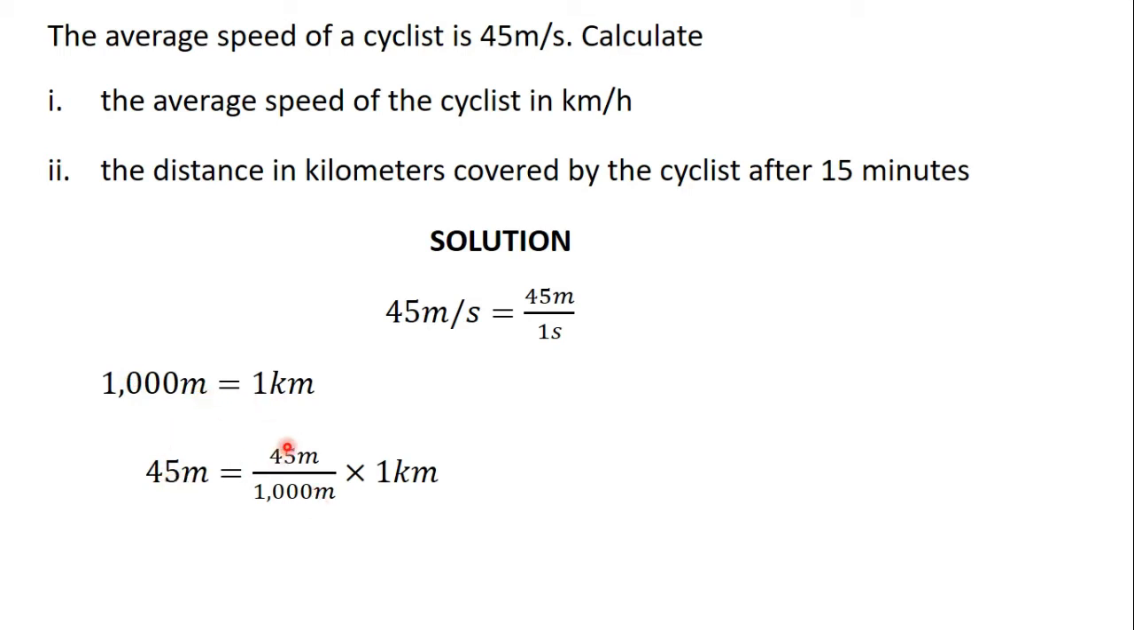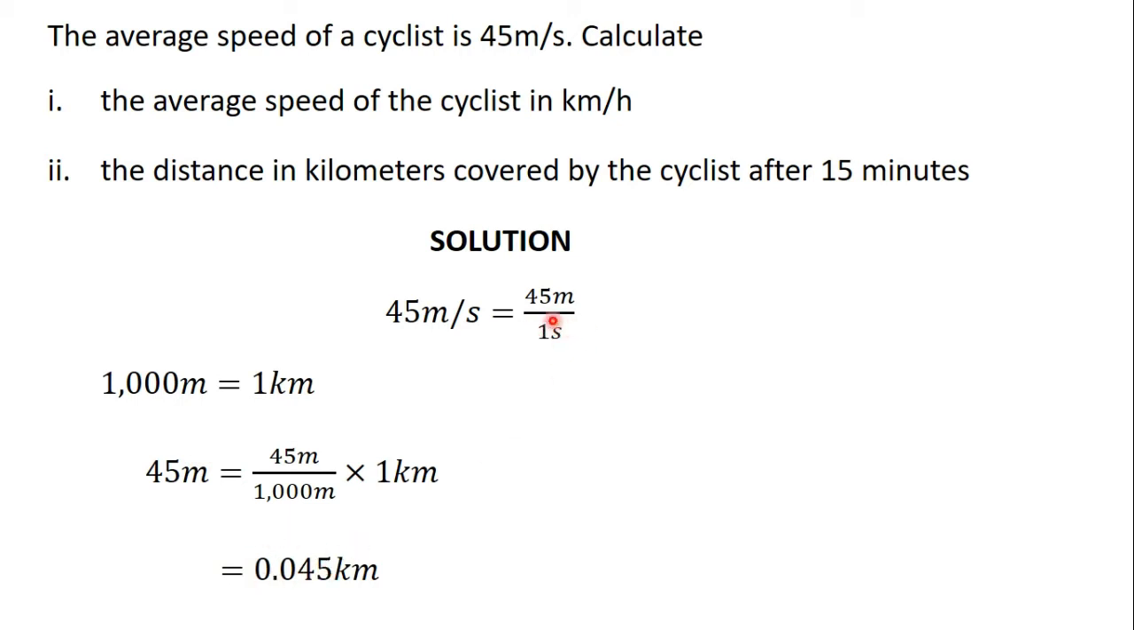45 meters will be the numerator. So we have 45 meters divided by 1000 meters. Then we multiply it by 1 kilometer. Meters and meters will cancel each other out. So we have 45 divided by 1000 times 1 kilometer. And that will give us 0.045 kilometers. So we now have our distance in kilometers.